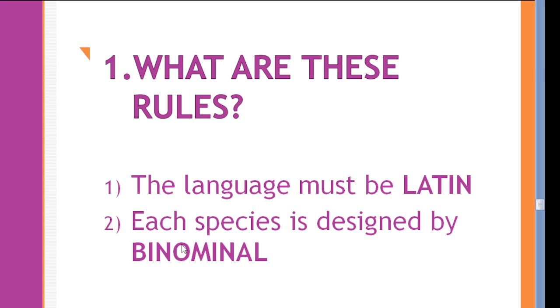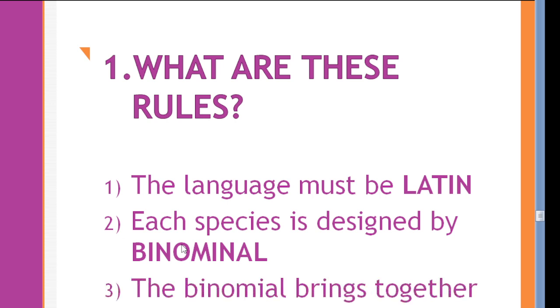The second rule is that each species must be designated by what we call a binomial. Okay, so this binomial is a combination that must be given to all the living beings. Okay, and this binomial is composed of four important elements.